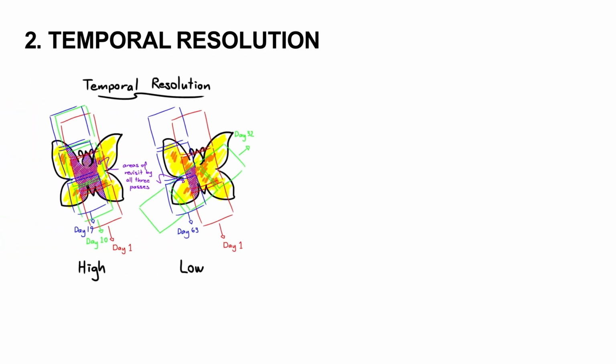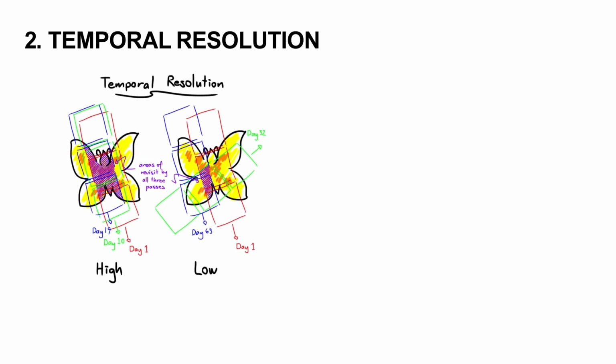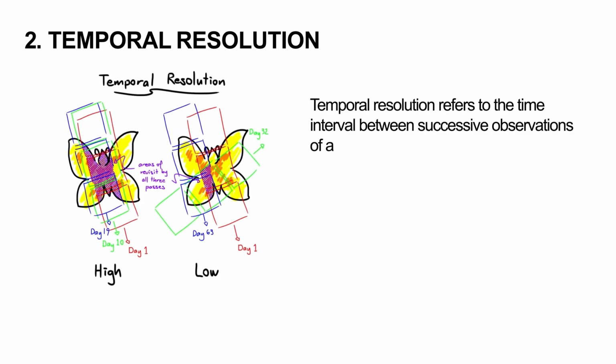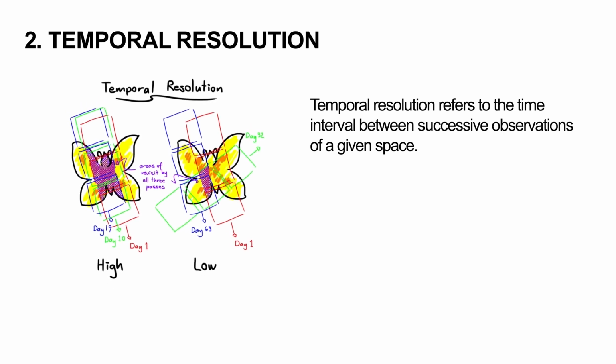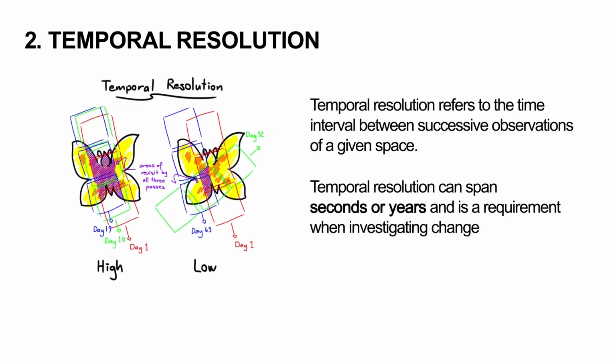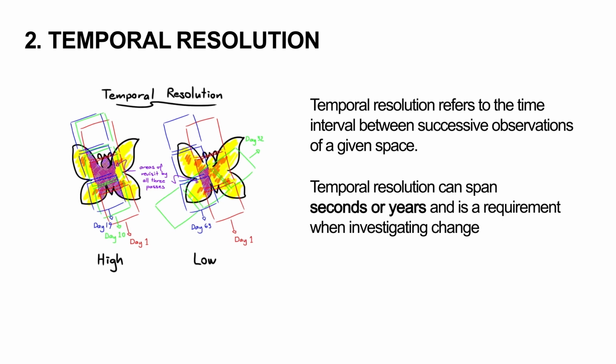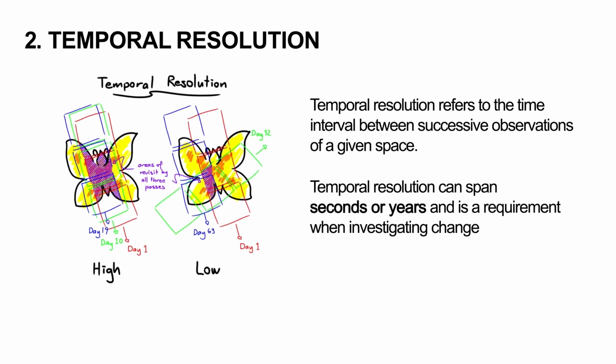Second, temporal resolution. Much like spatial resolution deals with the space that a sensor observes, temporal resolution refers to the time interval between successive observations of a given space. Temporal resolution can span seconds or years and is a requirement when investigating change. An acceptable temporal resolution is defined inherently by the nature of the study.